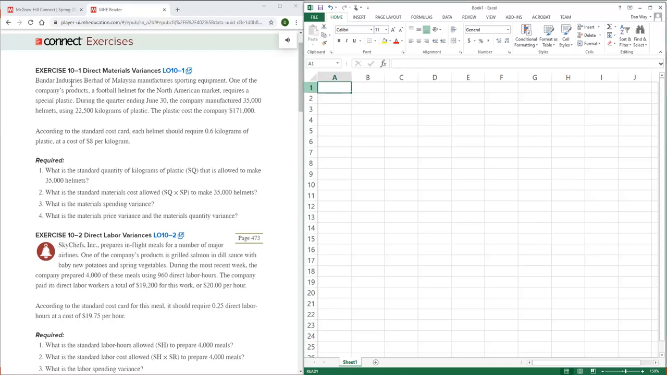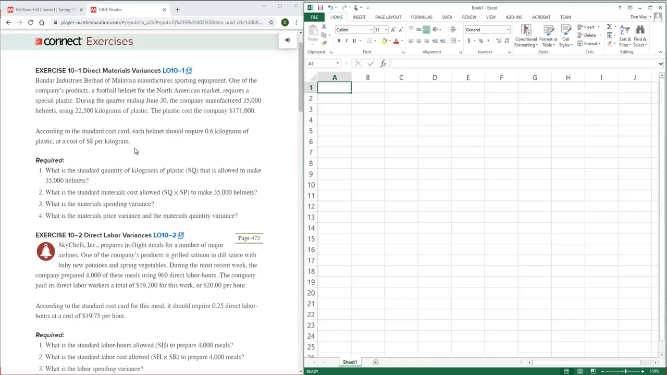So that exercise said Bandar makes some sporting equipment, and one of the things they make is a football helmet for the North American market, and it takes a special plastic, this raw material. So during the quarter end June 30, the company manufactured 35,000 helmets using 22,500 kilograms of plastic, and that plastic cost in total $171,000. We also know that according to the standard cost card, each helmet should require 0.6 kilograms of plastic at a cost, again that's standard cost, of $8 per kilogram.